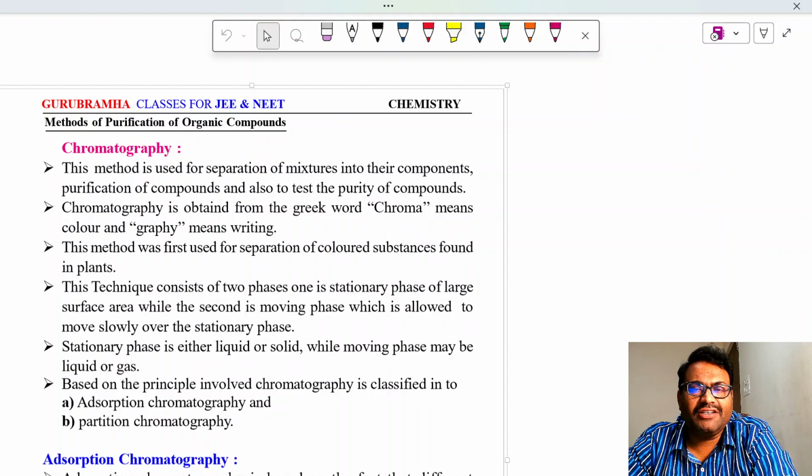We are in the chapter Purification and Characterization. In this, today we are going to discuss one of the purification techniques, which is a very important technique, that's called chromatography. Let us start the session.